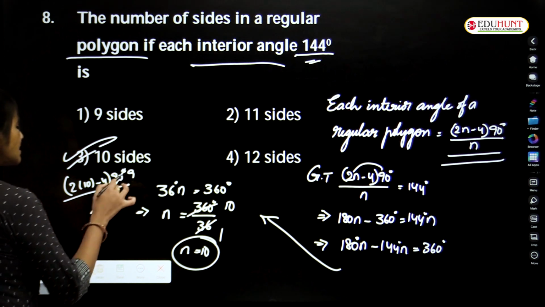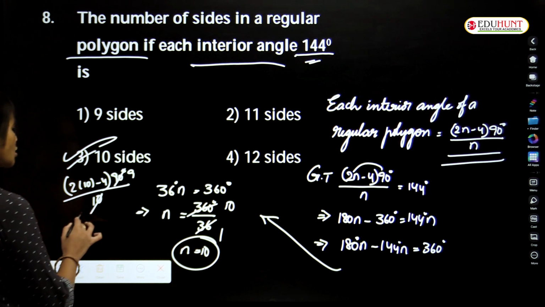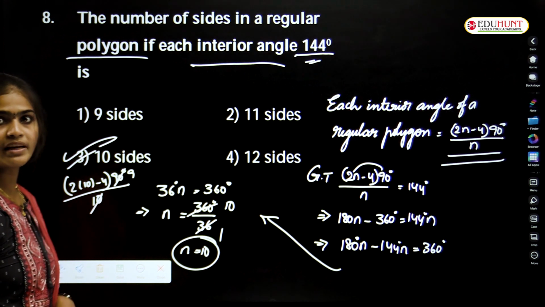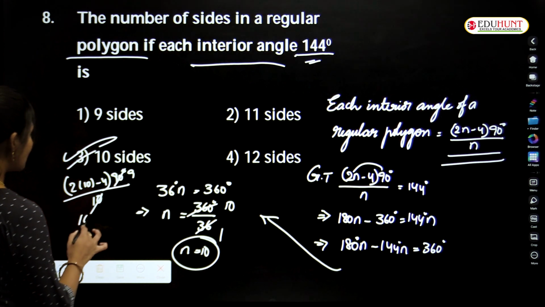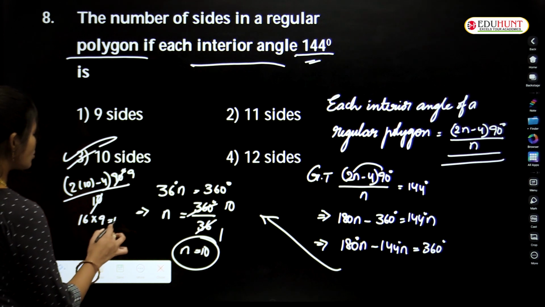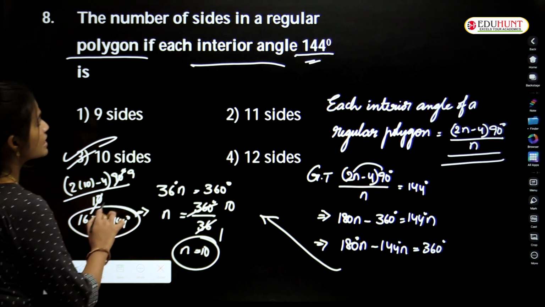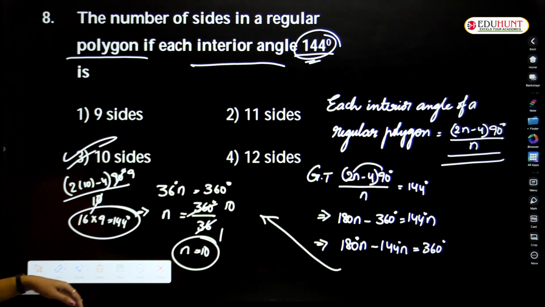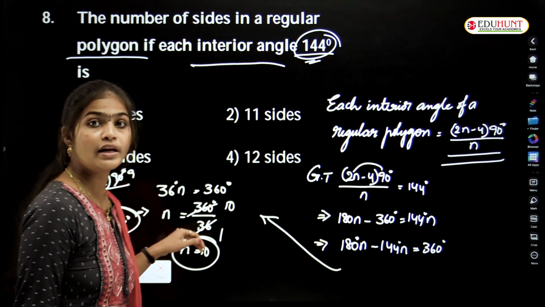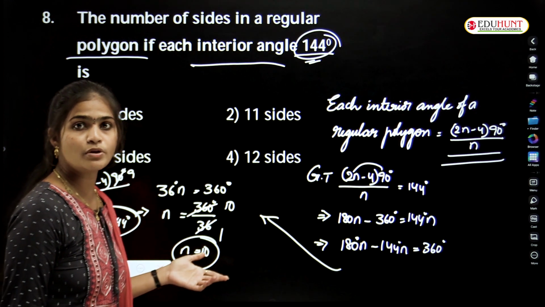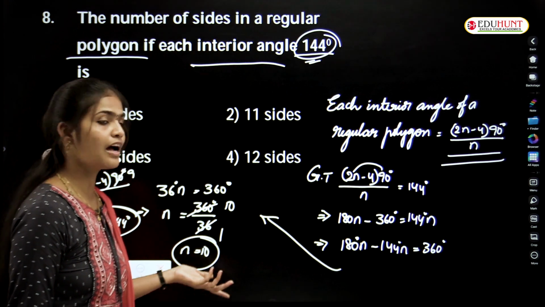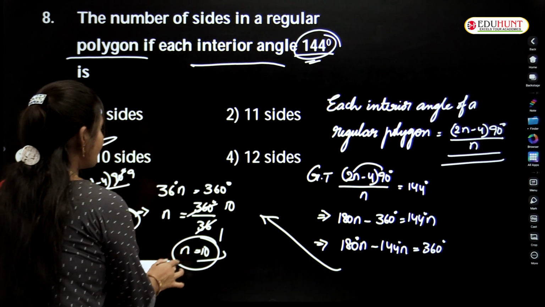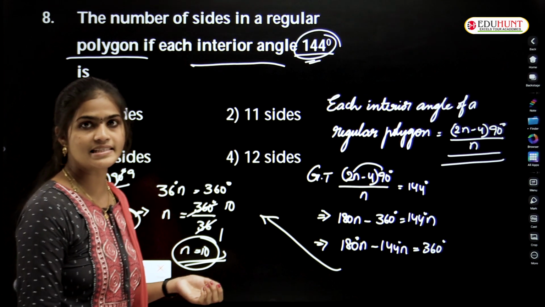Here it cancels, 9 times. So 2 tens 20, 20 minus 4. 20 minus 4 is equal to 16. So 16 into 9 is equal to 144 degrees. So that's what they given in that question. Each interior angle of a polygon is equal to 144 degrees. When it is possible? When that figure is having that many sides they are asking. So that figure is having 10 sides.